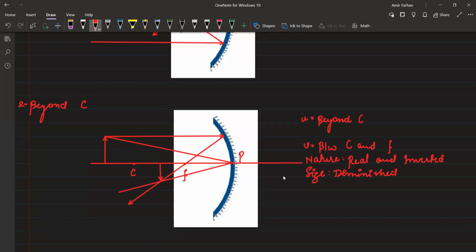Is this clear to you? Everybody, please tell me. Yes, sir. Any doubt so far? No, sir. They confirm. Okay, that's good.